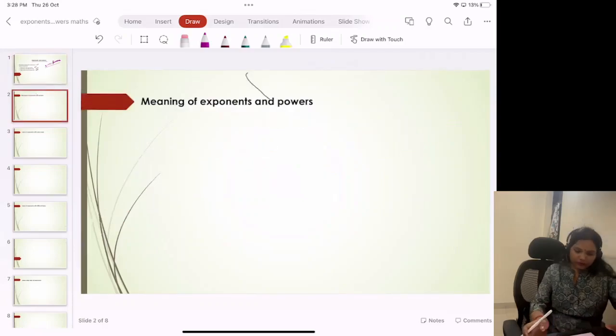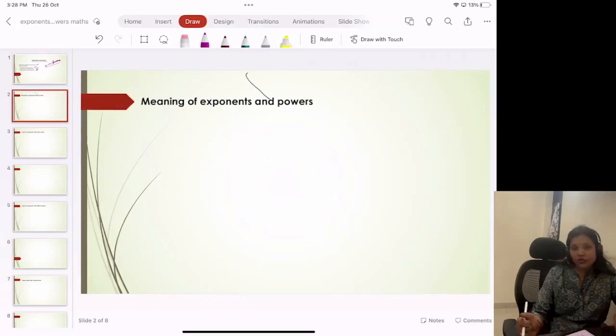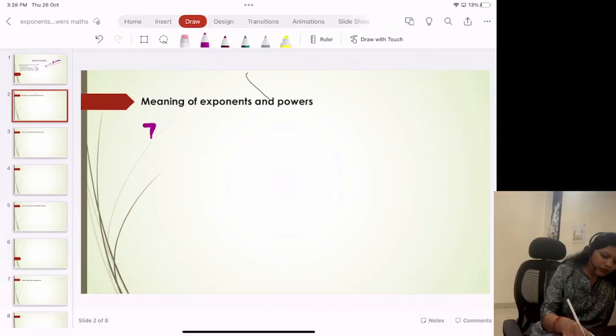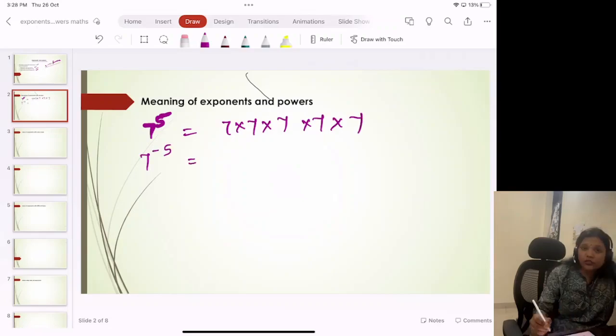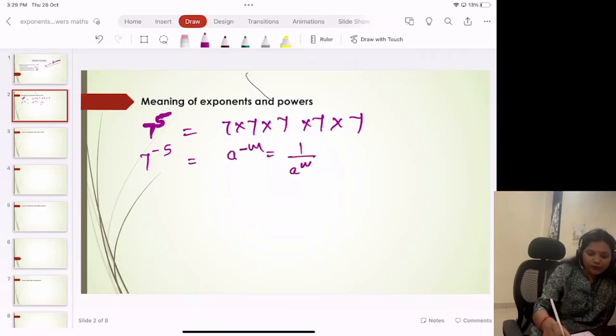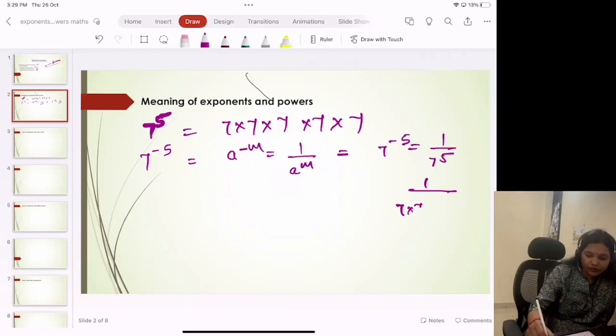Let's start. So now, if I ask you what exponents and powers are, it is simply nothing new, just what we have studied. Suppose I write 7 to the power 5. We all know 7 to the power 5 is simply expanding 7 five times, right? Okay. If I write 7 to the power minus 5, how will you solve this? For this, there is a property that a to the power minus m is equal to 1 upon a to the power m. So 7 to the power minus 5 can be written as 1 upon 7 to the power 5, that is 7 expanded 5 times, right?